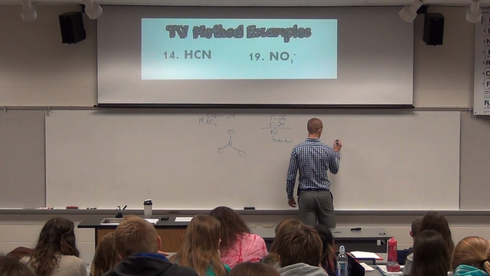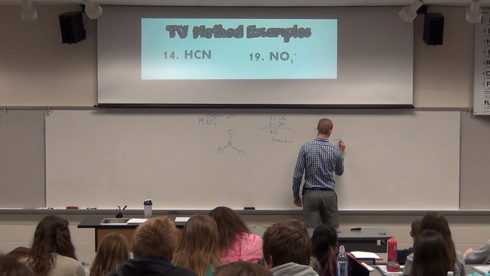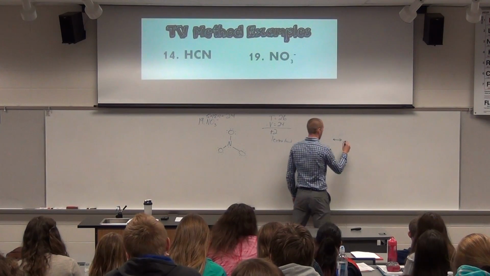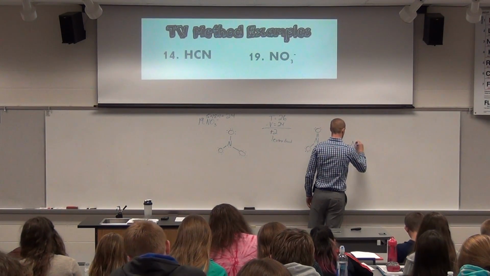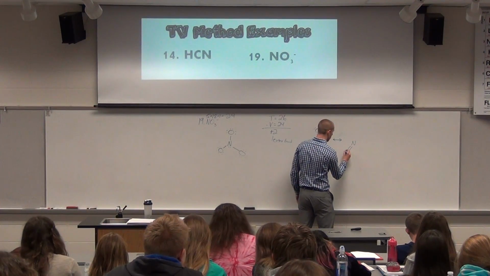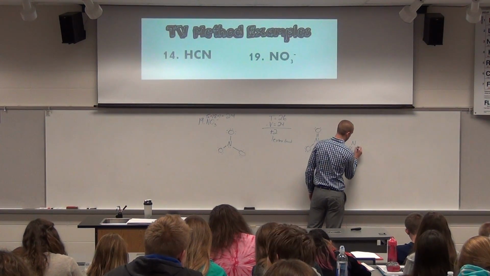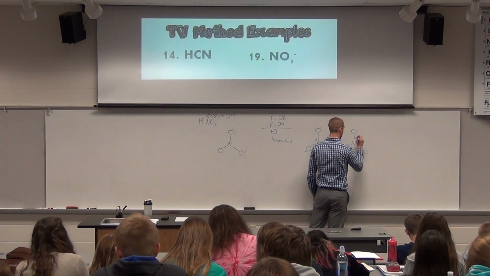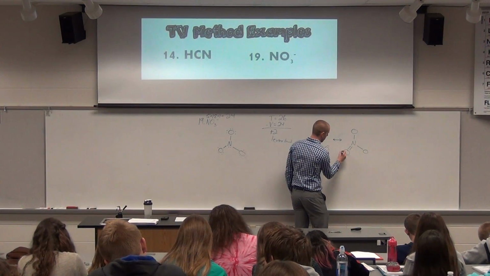So what you're going to do is make an arrow like this between them, back and forth, because it could be either one here. You're going to write your N in your middle. Now you're going to have a double bond to the oxygen on the left. You need to fill octets for this one too.